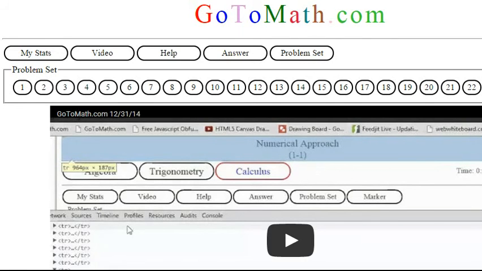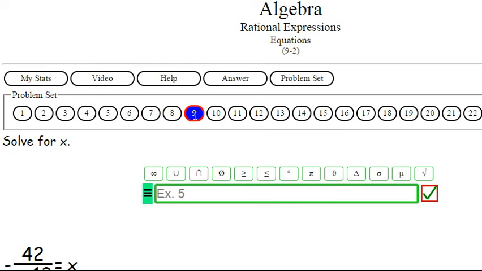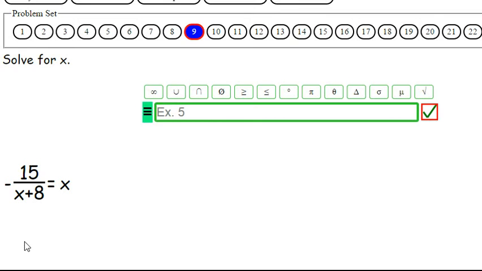Okay, we're at gotomath.com. Click on the algebra to go down to equations. We're looking at 9.1. If I get that to come up, there it is. 9.1. So we are working our way right down the list.